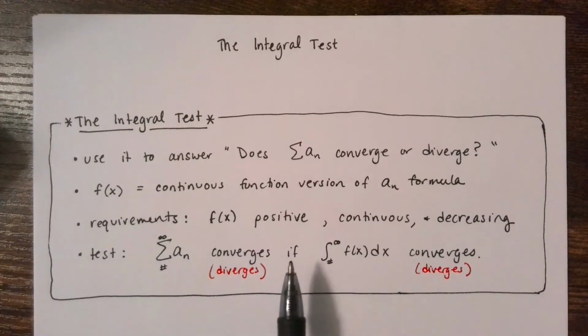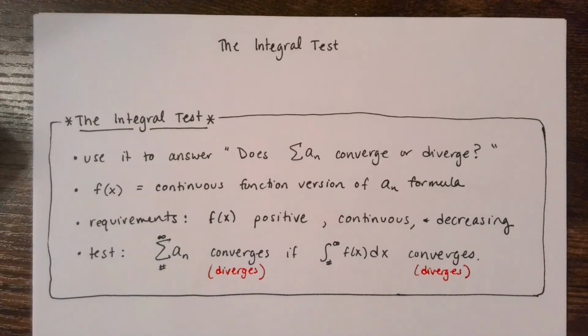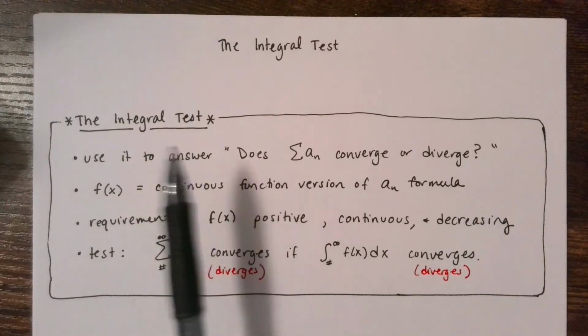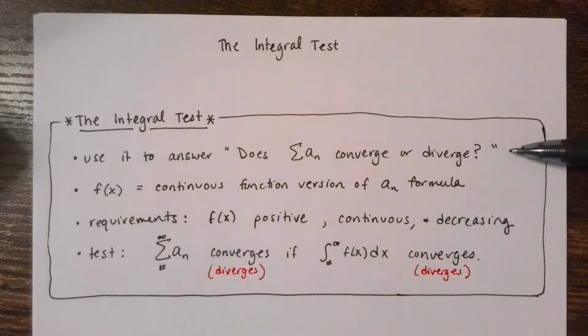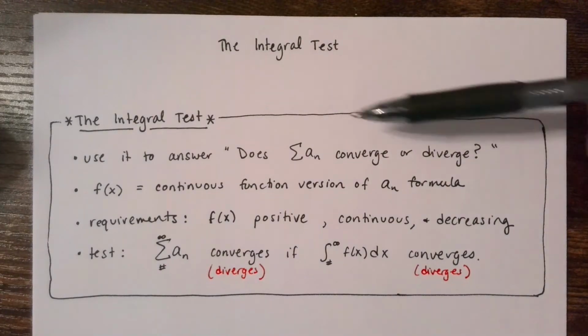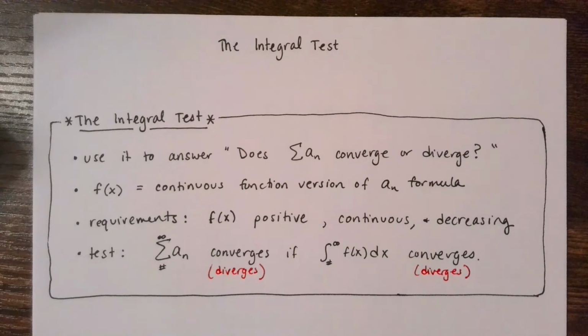Okay, so what you're seeing on the screen right now is my interpretation of this test. This is different from what you wrote down in your notes. Feel free to pause this video if you'd like to copy it down exactly. What I have in the box here is not just the statement of the test, but broken down into pieces. The first comment is that the integral test is used to answer the question, does this series converge or diverge? That's the question that we're answering for the next couple of sections.